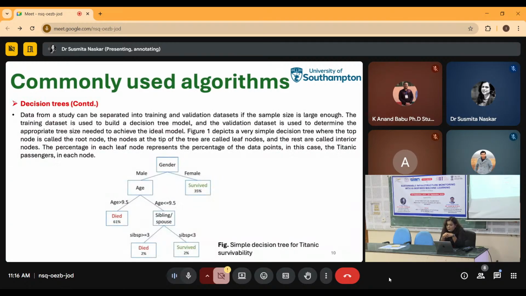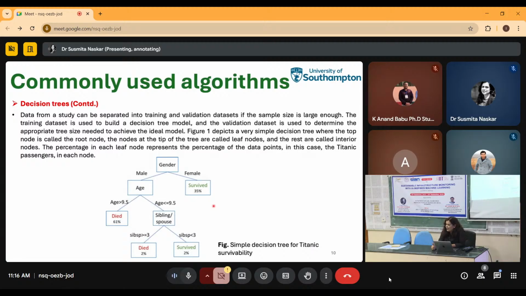And then let us see how they are trained and how they are validated. When you have a sufficiently large data set, we can split it into two parts, right? One as a training data set and one as a validation data set. The training data set is used to build the decision model, while the validation data set is used to fine-tune the tree, right? There are two ways we can do that.